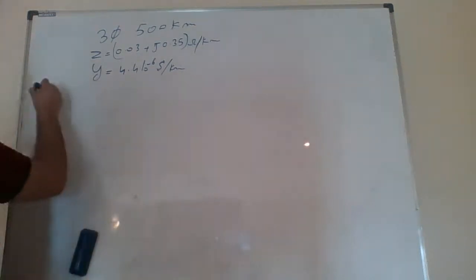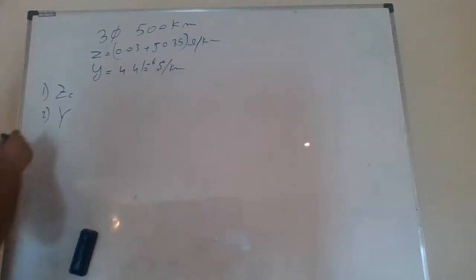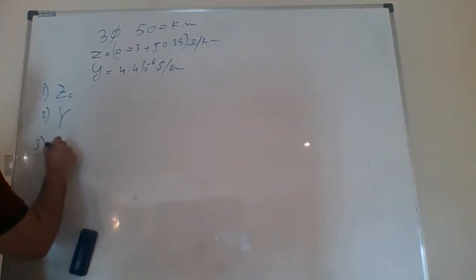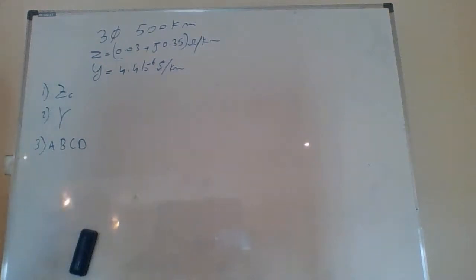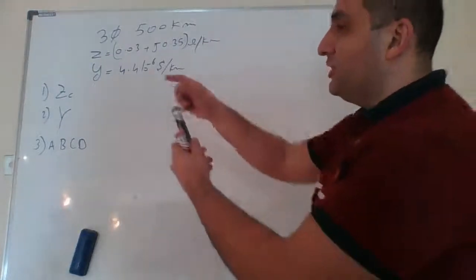Question number one: find ZC. Question number two: I need to find the propagation constant. Question number three: I need to find the A, B, C, D of the line. Now, what's A, B, C, D? Let's put the definition of each one of them.